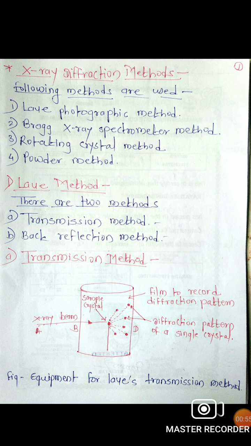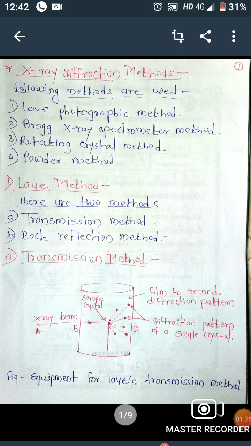An X-ray beam is passed through the crystal sample. There is a center in that tube. There is a crystal sample. When we pass the incident radiation of the X-ray on that sample, the radiation will be diffracted. There is a film to record the diffraction pattern. This is the diffraction pattern of the single crystal. This is the equipment for the Laue transmission method.